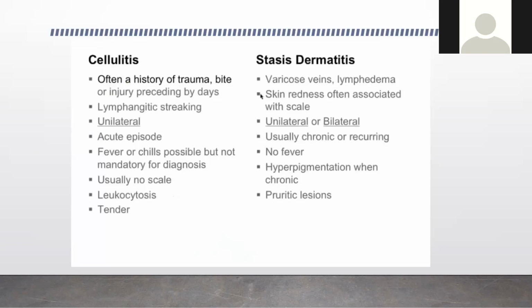Let's differentiate one more time, then we'll get a whole bunch of pictures. Cellulitis, oftentimes a history of trauma, lymphangitic streaking, unilateral, an acute episode, fever or chills possible, but not mandatory for diagnosis. Usually there's no scaling, blisters, or bullseye formation. There's a white count and it's tender. Stasis, however, oftentimes in the setting of varicose veins, the redness is often associated with scaling, blisters, eschars. It can be bilateral, it's chronic, recurring, there's no fever. You can feel the edges when you examine the patient, and oftentimes there's hyperpigmentation when it's a chronic problem.